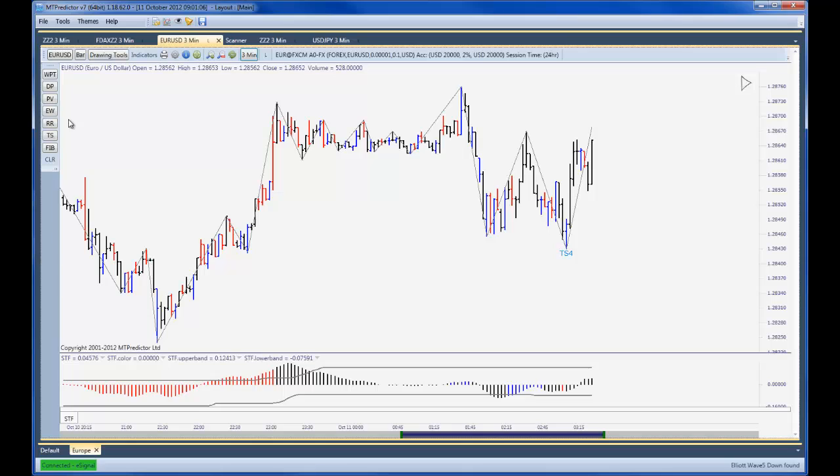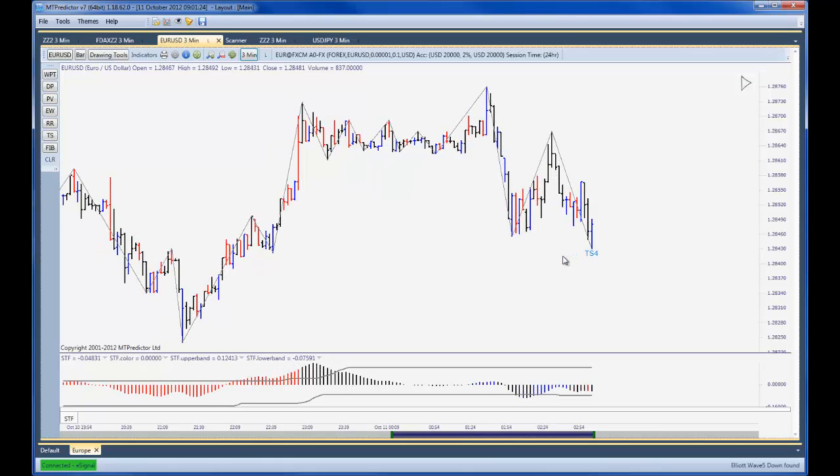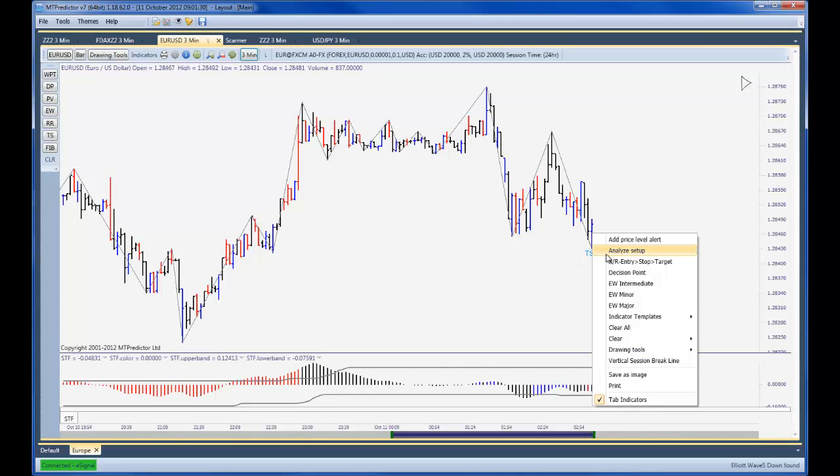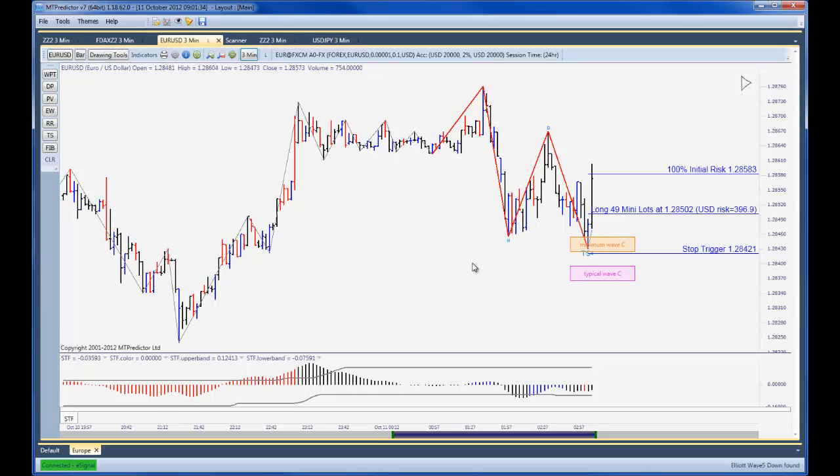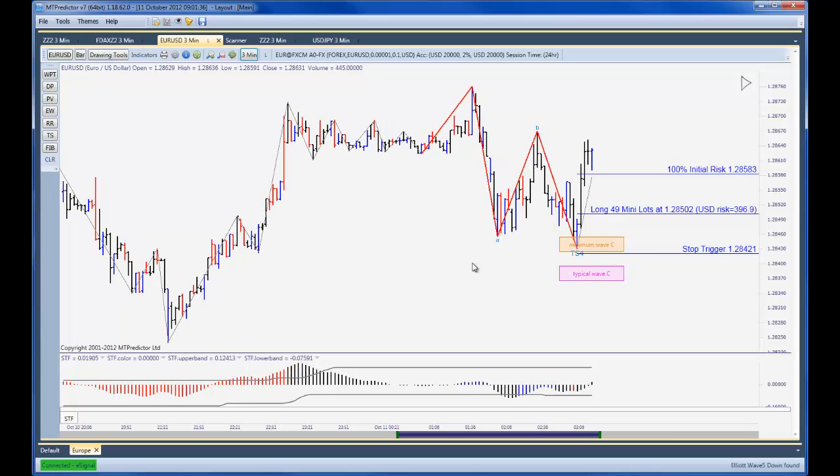In today's video I'd like to take a look at a Forex chart, this time on the Euro US dollar on this 3-minute chart. This is FXCM data in the new MTPredictor version 7 beta. This TS4 buy setup was a standard MTPredictor buy setup because you can see the STF color had just turned black there. So standard and advanced MTPredictor users could have considered this trade setup. As you can see, it then took you into a long position.